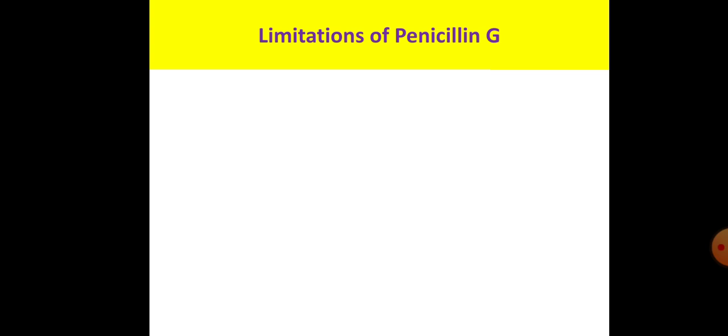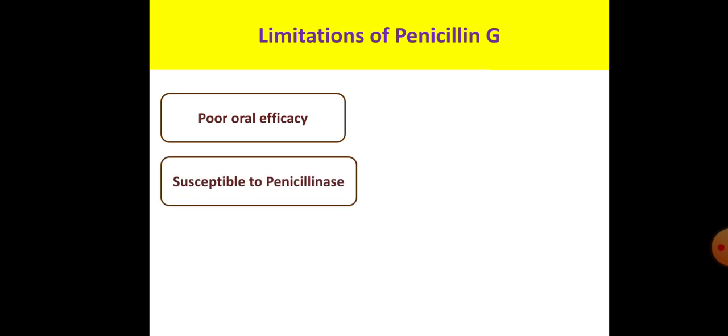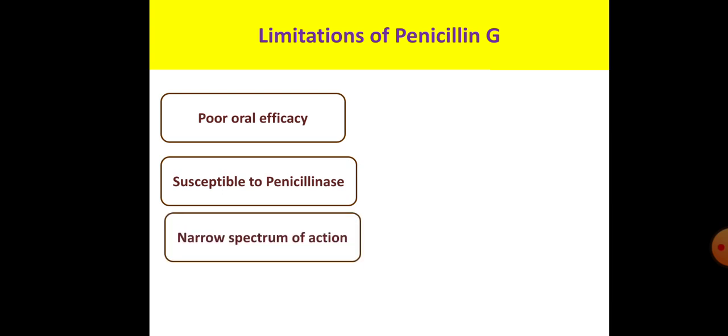Now in a nutshell, what are the limitations of penicillin G? First and foremost, it is acid labile, so its oral efficacy is very poor. Second is susceptibility to penicillinase, that is the biggest problem. Third, you can see its spectrum. Even against gram positive, it is not effective against the staphylococci. Forget about the Enterobacteriaceae group, gram negative bacilli, not at all effective. So it has a very limited spectrum of action.